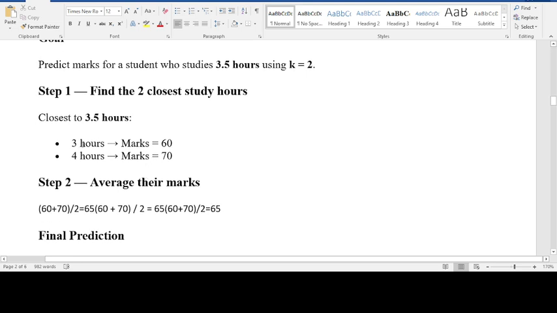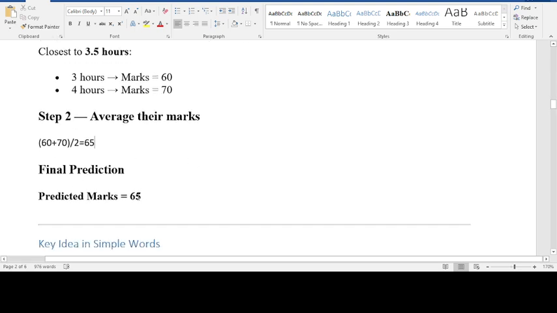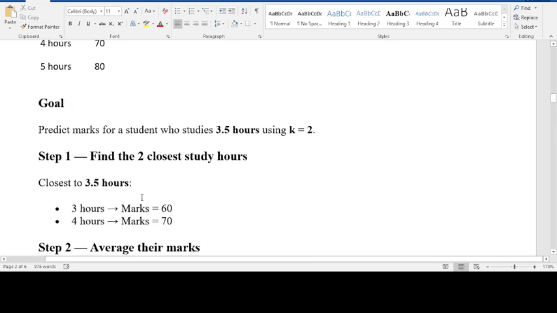Then what you have to take? For 3 hours, what are the marks? 60. For 4 hours, what are the marks? 70. Then you take the average of those marks: 60 plus 70 by 2, which is equal to 65. These are the marks gained when the person studies 3.5 hours. That is called KNN regression. Very simple. The output is 65 marks. This is not a label, this is not a class. This is a regression value. So regression is always a value, not a class.